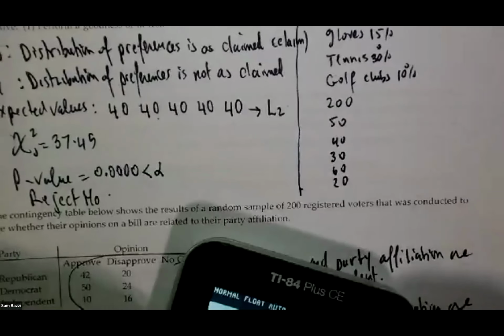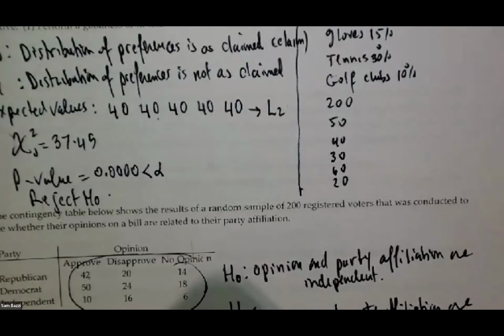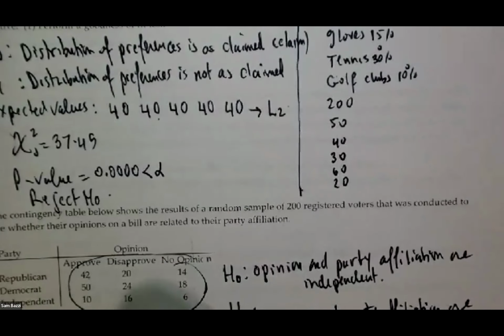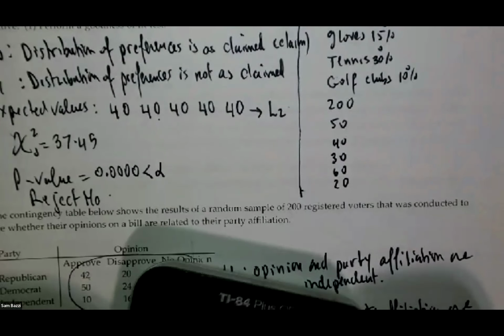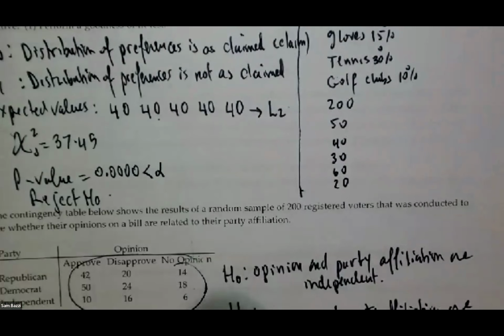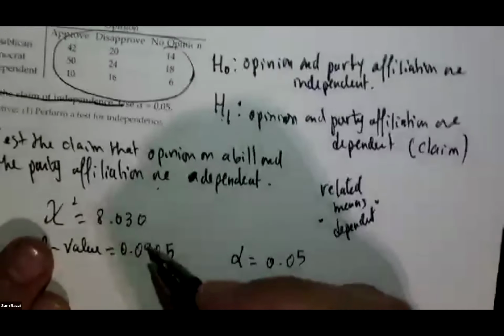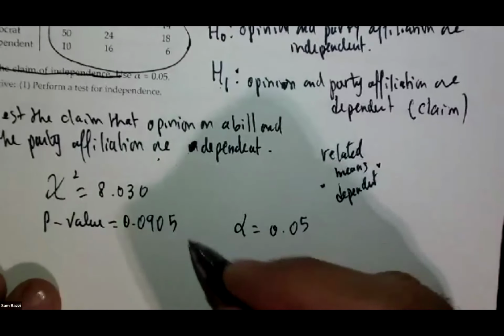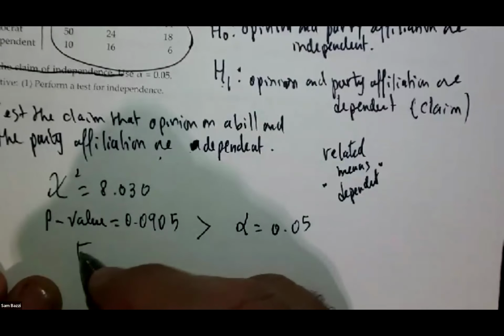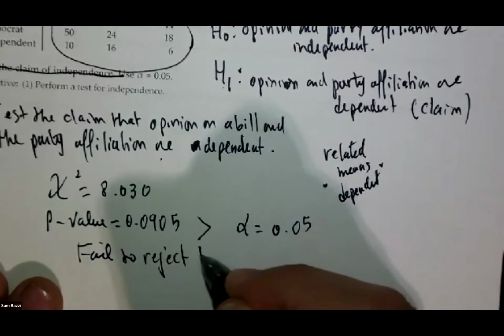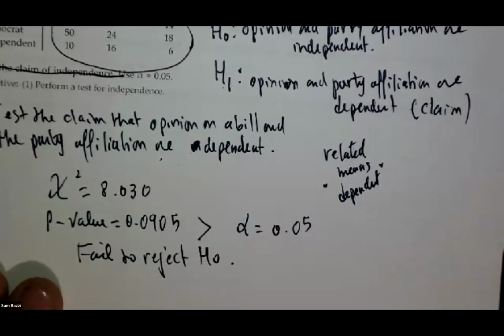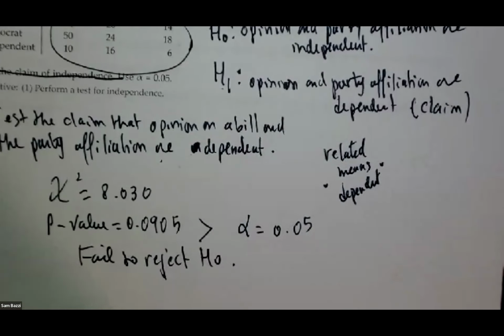So I got 8.03, and the p-value, it's big, 0.0905. What's alpha? 0.05. Do you guys agree with me that this is bigger than alpha? That means we're gonna what? Fail to reject H0. Conclusion, I'm gonna say that verbally.